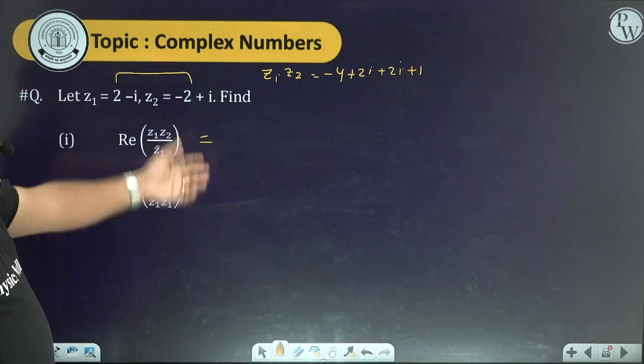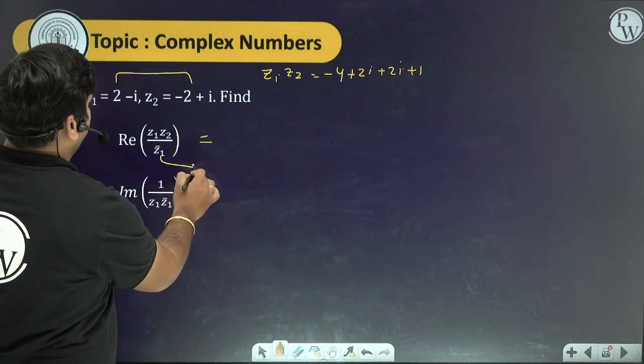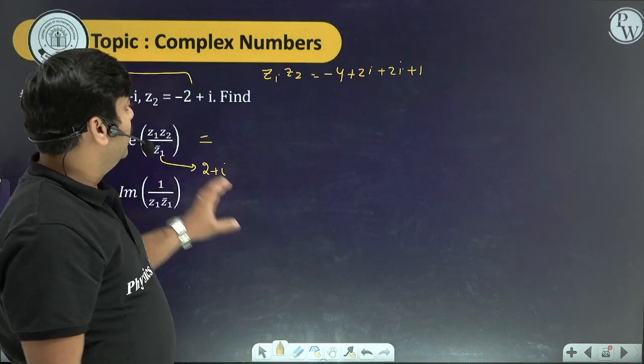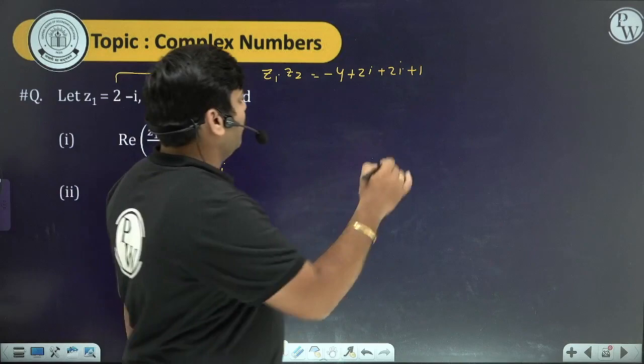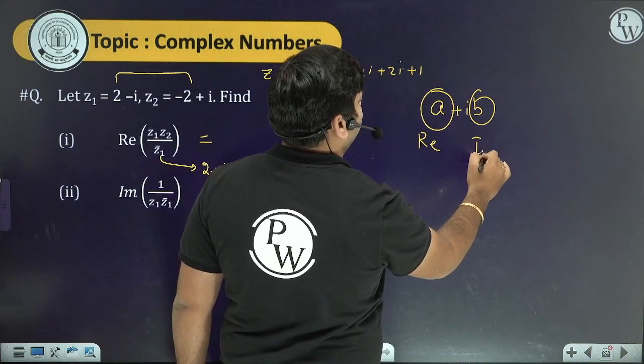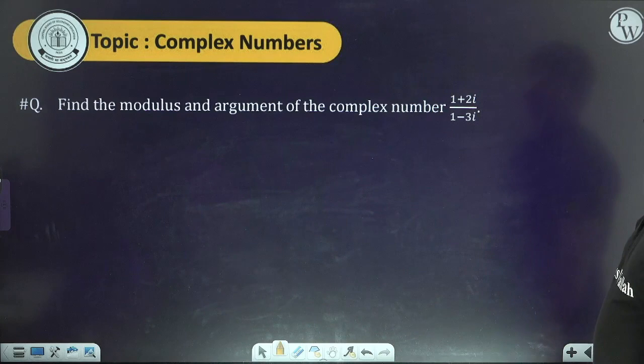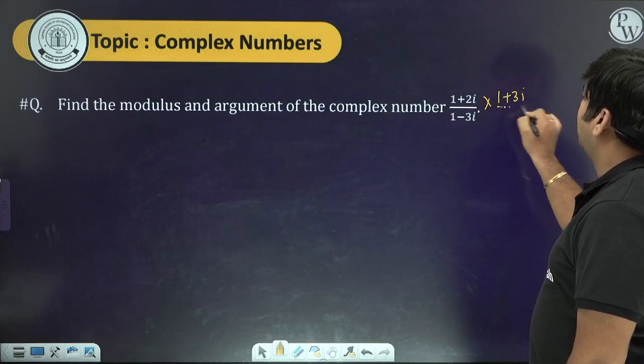Okay, fine. So find Z1 into Z2 by Z1 bar. What is Z1 bar? Z1 bar is 2 plus i. So you will be getting the numerator and denominator. Try to rationalize the denominator. Bring it into the format of a plus ib at the last. In that a plus ib, whatever you get, a becomes the real part and b becomes the imaginary part. Okay, people. So you should be able to do this. Find the modulus and argument of the complex number (1 plus 2i) by (1 minus 3i). Same thing we have done. So multiply with 1 plus 3i by 1 plus 3i. Try to solve that.